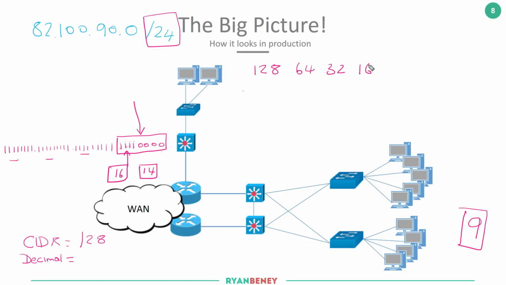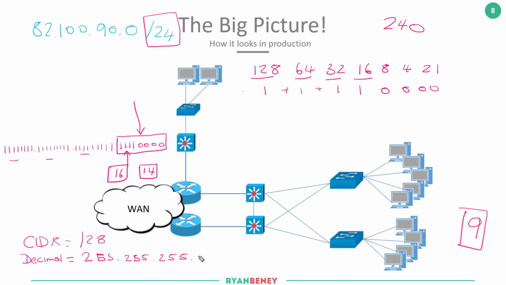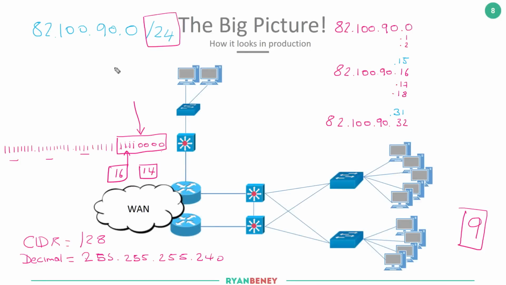Now, to work out the decimal, what we're going to do is write out our decimal conversion and place these binary bits under the correct values. So from left to right, we've got 1, 2, 3, 4, and then 4 zeros, 1, 2, 3, 4. All the bits that are turned on, if we add them all up, that's 128 plus 64 plus 32 plus 16 is 240. So a subnet mask in decimal format would be 255.255.255.240.